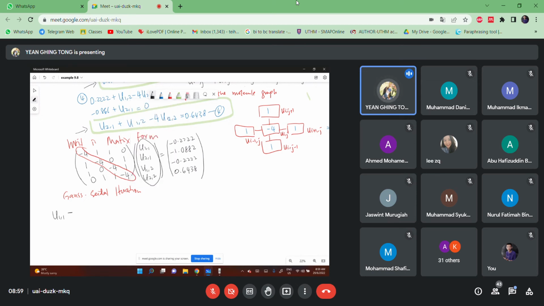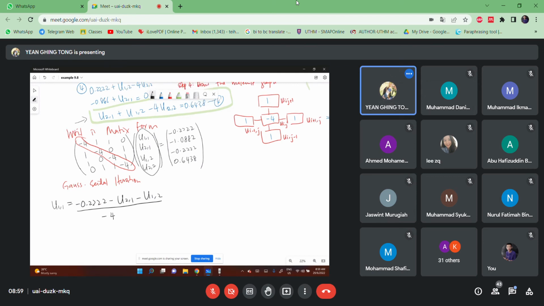U11 is equal to -0.2222 minus U21 minus U12, divide by negative 4. So U21 is equal to negative 1.0882 minus U11. Okay, don't have this U12, so directly minus U22, divide by negative 4.